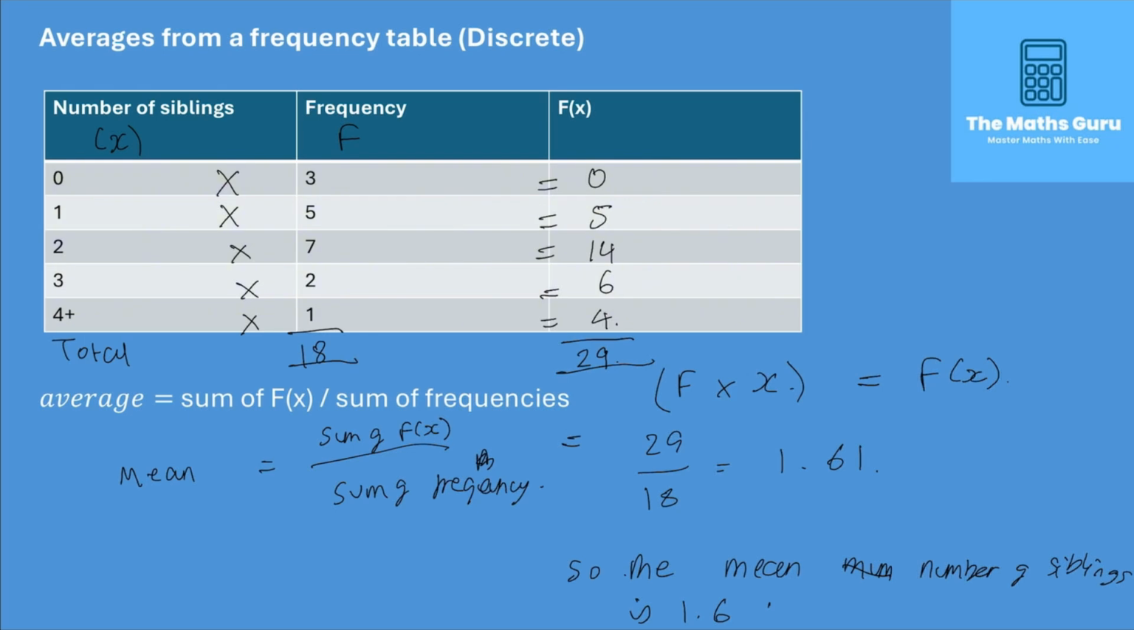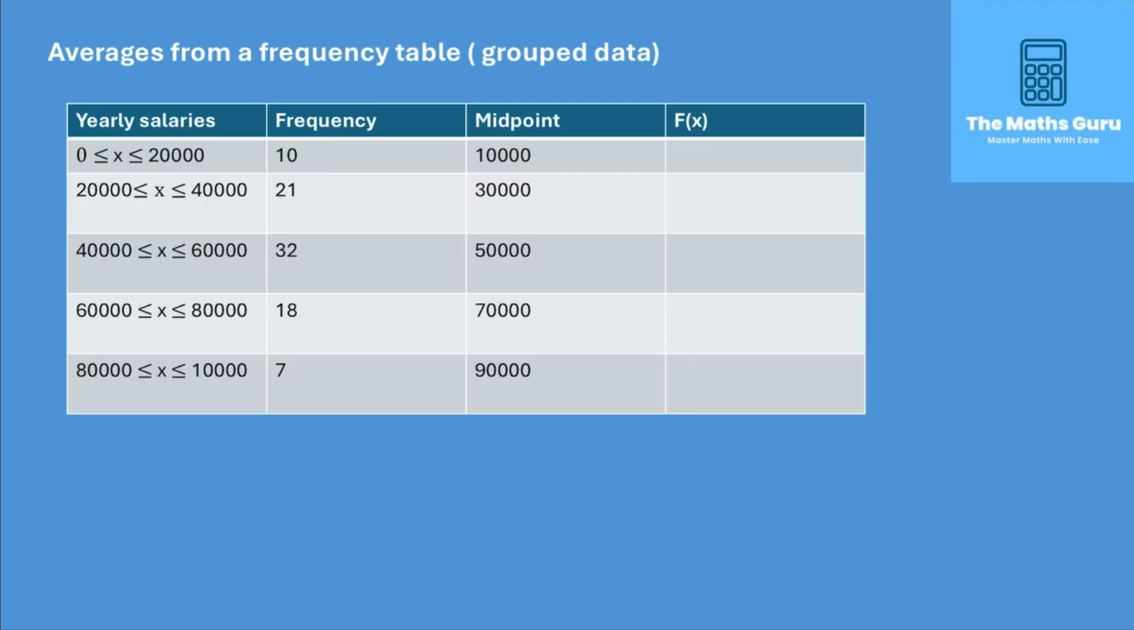Okay, moving on to grouped data, where there's an additional step. When we have averages from a frequency table which are grouped, what we do first is draw an extra column outlining the midpoint. The midpoint is the middle between 0 and 20,000, and 20,000 and 40,000, and the formula for the midpoint is a plus b over 2.